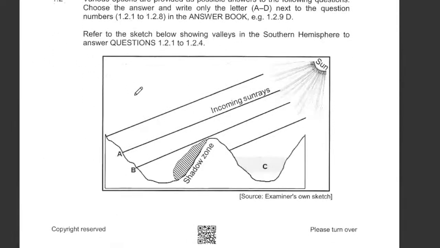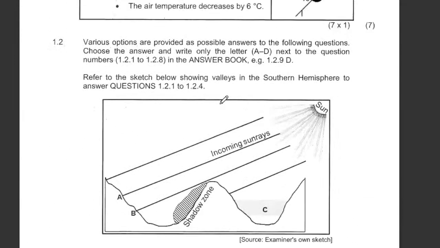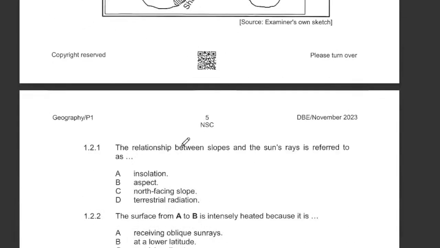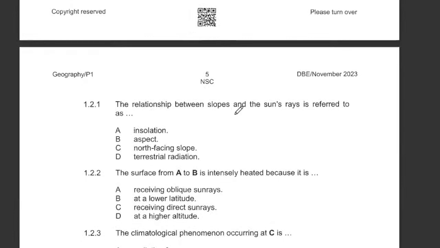Go to 1.2. It is indicating the slope aspect issues. You have this slope that is getting direct sun, and this one is in the shadow zone. Okay, let's try to answer the questions. The relationship between the slope and the sun's rays is referred to as aspect.